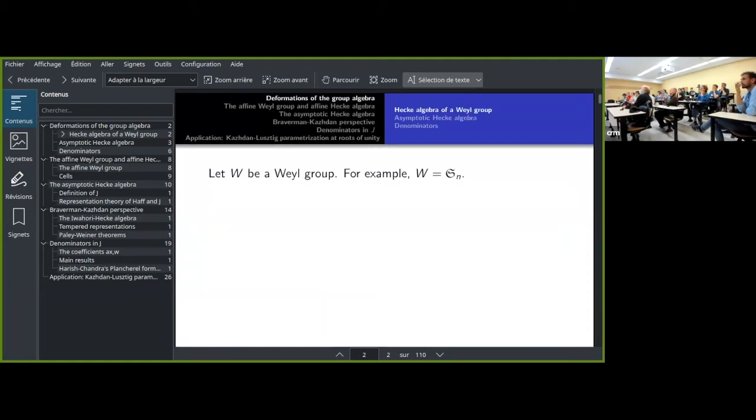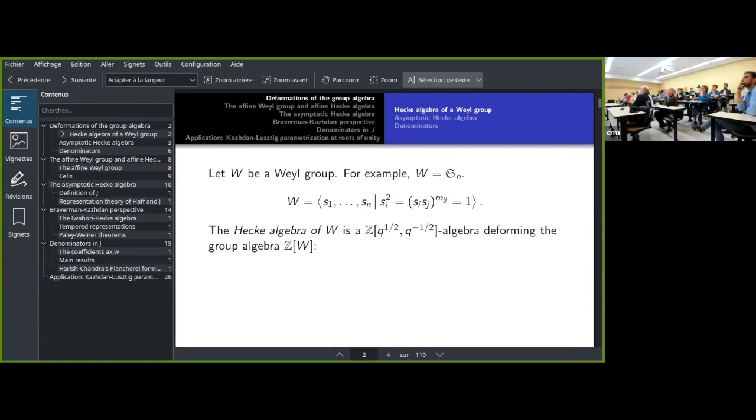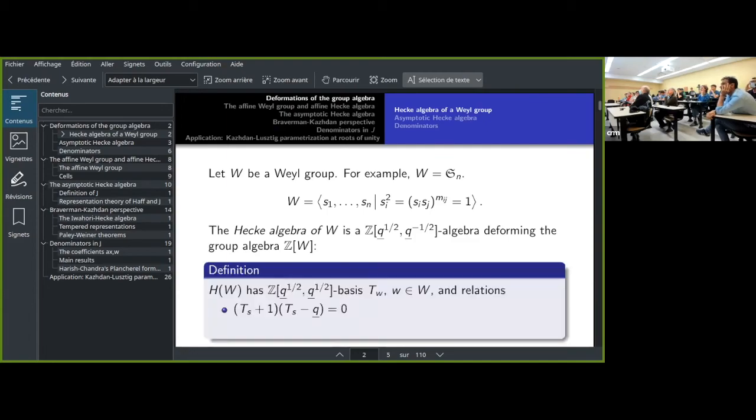Sort of baby cases, if you take a finite Weyl group. So for example, the symmetric group, this is a Coxeter group. So it has a presentation where it's generated by some involutions that obey some relations like this. And the Hecke algebra of such a thing is a deformation of the group ring. So it's some ring over Laurent polynomials in a formal variable with basis indexed by the Coxeter group we started with, and the following relation.